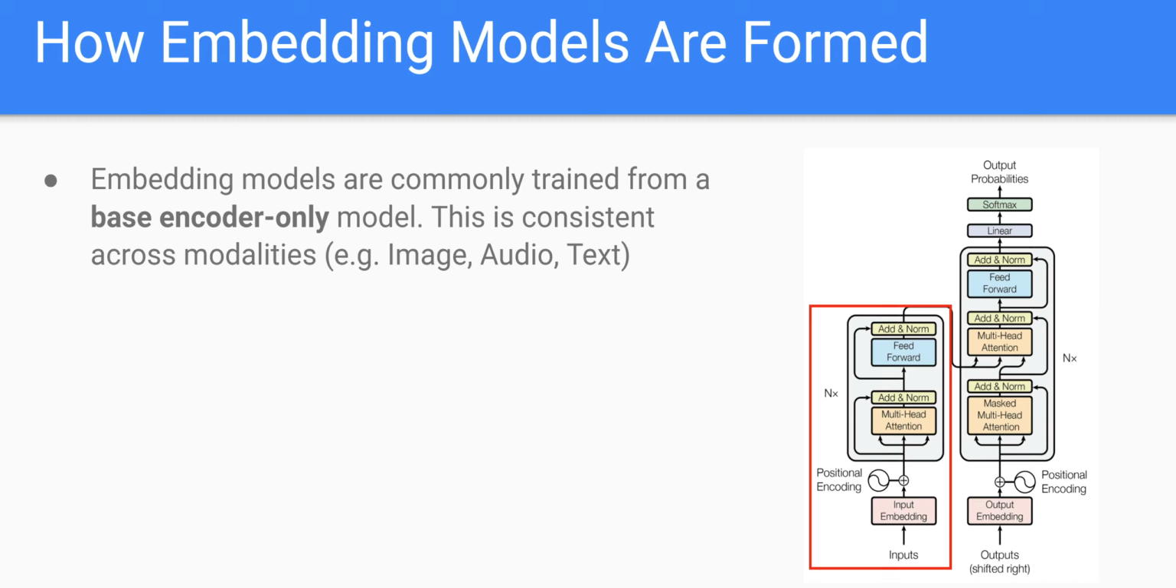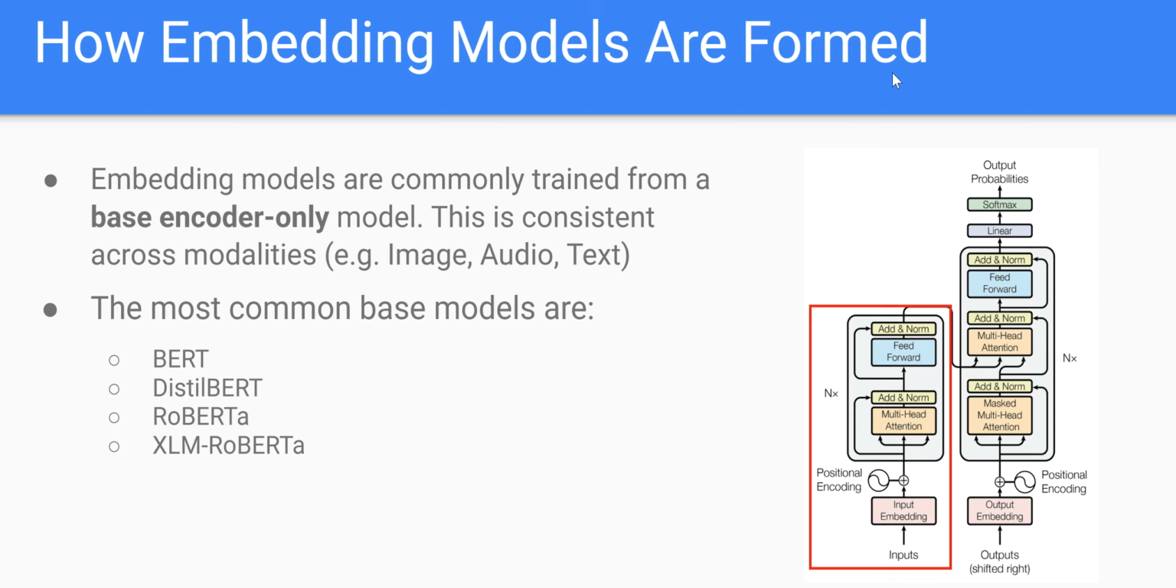So if you see over here, this is your vanilla transformer that came out in 2017, and on the right side of this transformer model, you have the decoder portion. On the left hand side, you have the encoder portion. Now this encoder portion is primarily where most of the current embedding models that we see today are based off of. They only train this part right here.